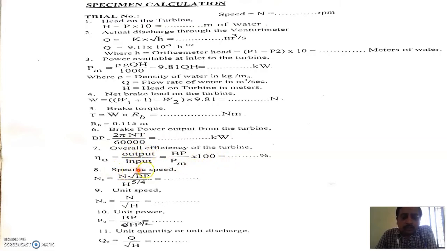You find the specific speed, the unit speed, the unit power, and the unit quantity or unit discharge. You are going to find all those things. In the next part of the video, we are going to see how to conduct the experiment.